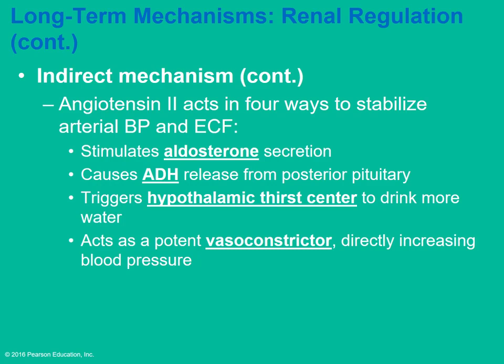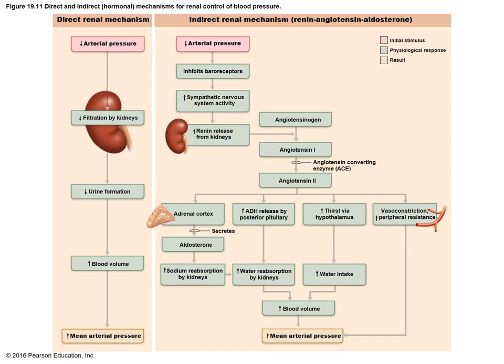And angiotensin 2 is going to stimulate aldosterone secretion, stimulates release of ADH. It's going to trigger you to want to drink more because it's going to activate the thirst center, and then it also acts as a vasoconstrictor. Bottom line, increase the blood pressure. So once again, here's the chart showing that.